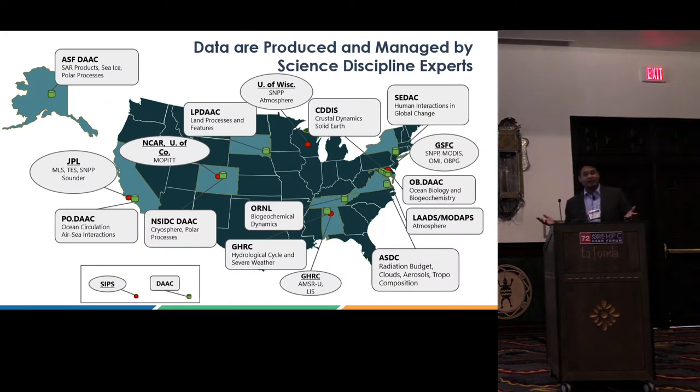So it is a complicated system. I mean, we have the DACs distributed. There are 12 different DACs. There are more than that for the SIPs. They are distributed all over the country. They are assigned based on discipline expertise. So different areas are selected where they have scientists with that expertise that can help within that particular discipline.